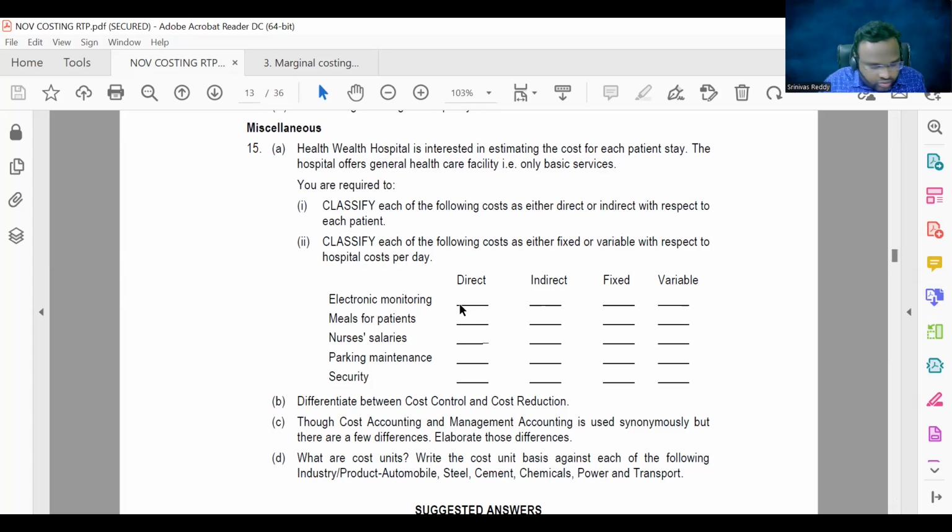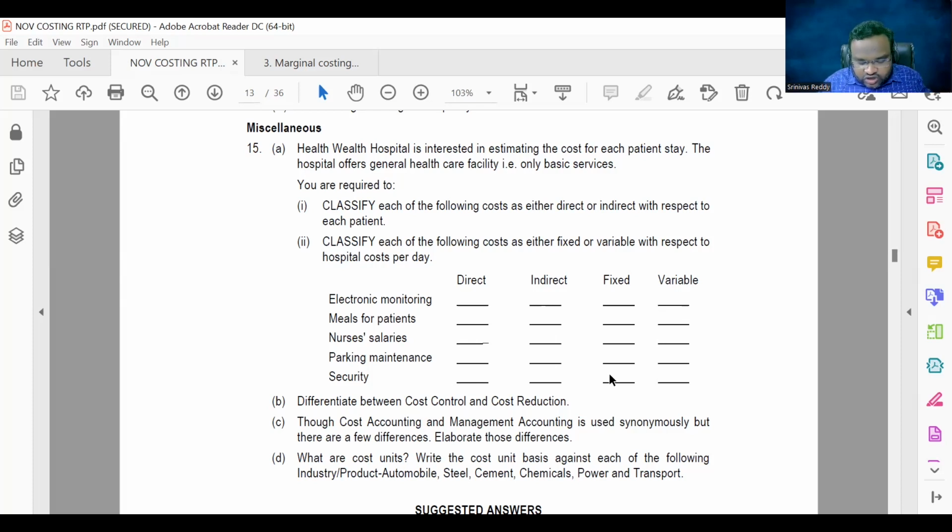Electronic monitoring. Diet to the patient. Meals for patient, as it is direct. Nurse's salary, indirect. Parking maintenance, indirect. Security, indirect. When it comes to fixed or variable, electronic monitoring is what? It is a variable cost. Meals per patient is also variable. Nurse's salary fixed. Parking maintenance fixed. Security is fixed. Simple question.